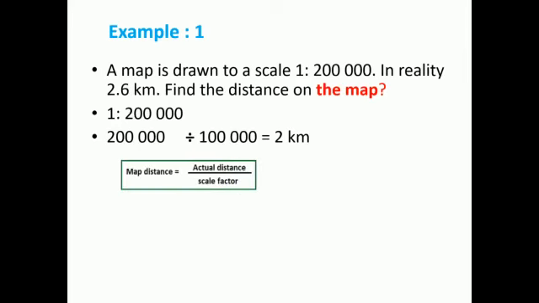Then write the formula, map distance, because this question is talking about the map. Map distance is equal to actual distance divided by scale factor. And what is the actual distance? 2.6 divided by 2, you will get 1.3. So that is 1.3 centimeter on the map. You have to draw that distance.